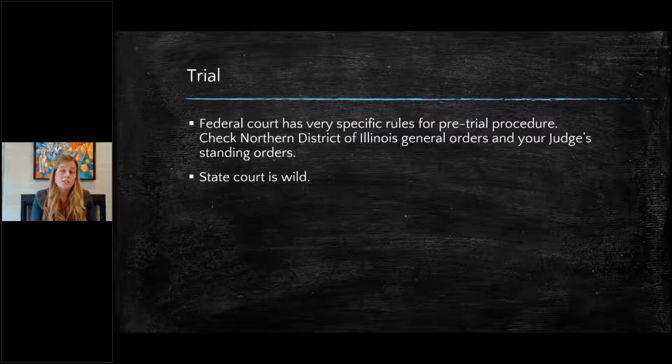And my understanding is in state court, you do your motions in limine the same day, just a matter of minutes or hours before the jury is being impaneled. In federal court, you do your motions in limine usually months before trial, if not weeks. In state court, it's more rushed. It's more right then and there.